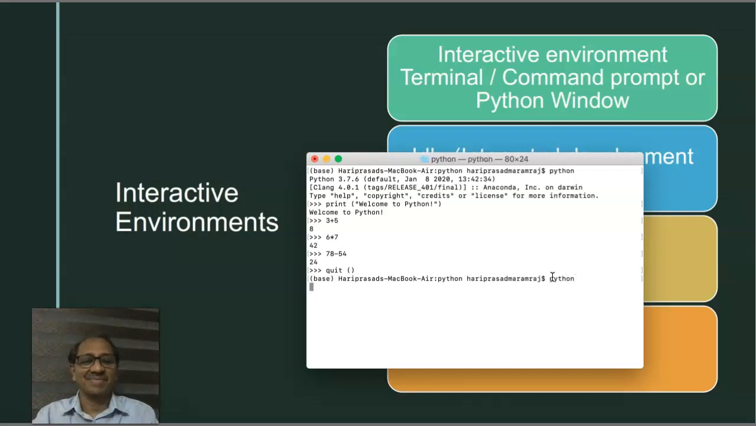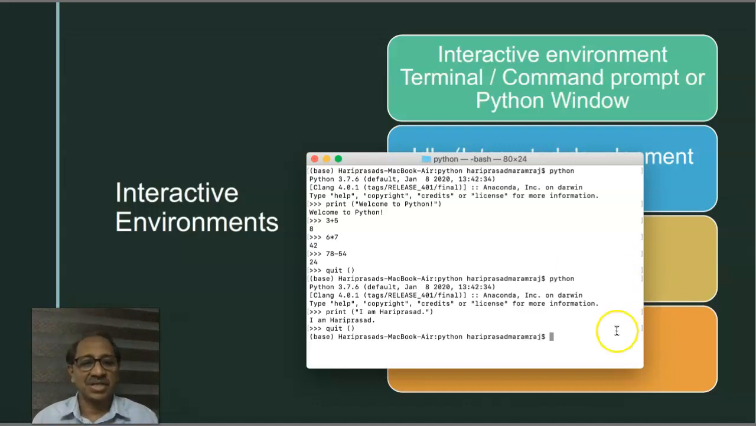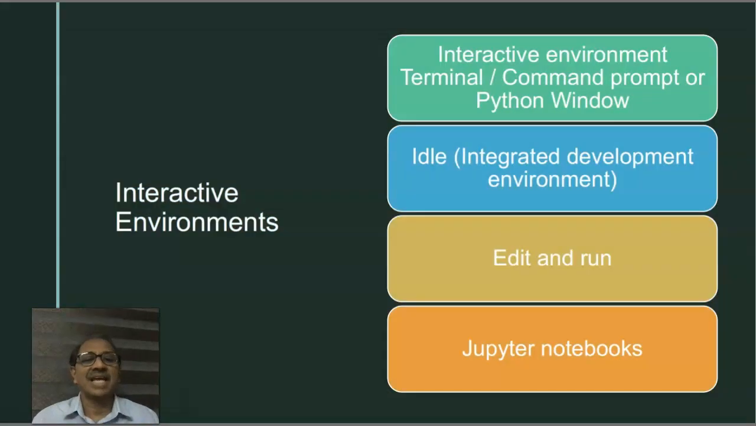We can go back to Python now again. Python. We have gone to the Python window. We can give one more command. Okay. Print. I am Hariprasad. Right? It prints I am Hariprasad. Okay, I quit from here, go to the terminal, and now I go to the second environment.